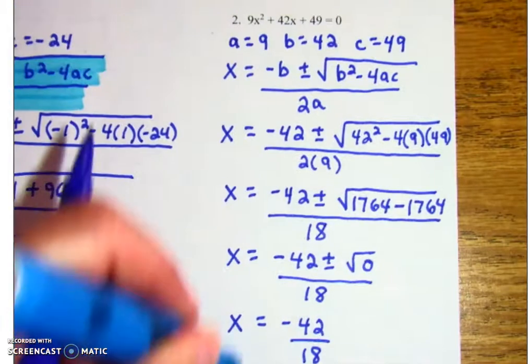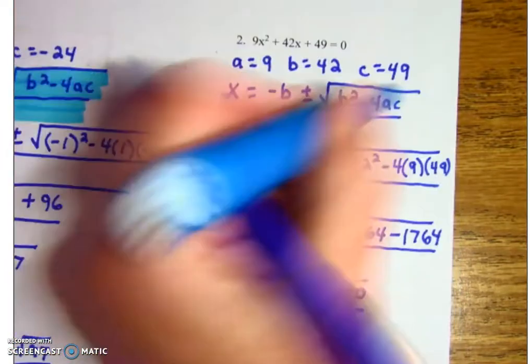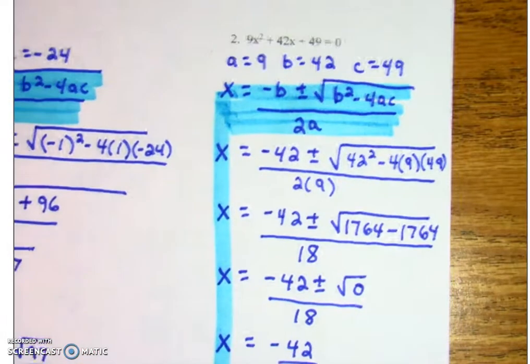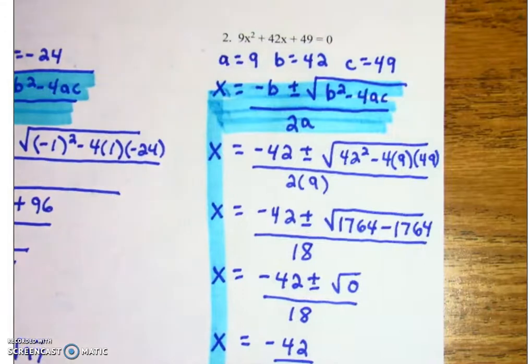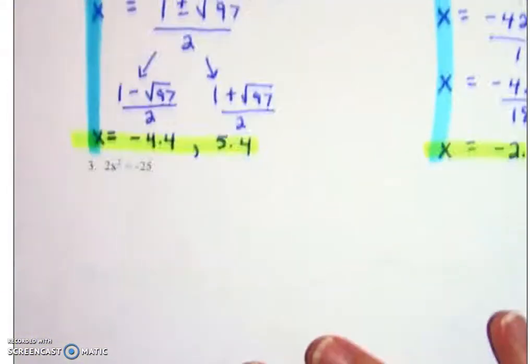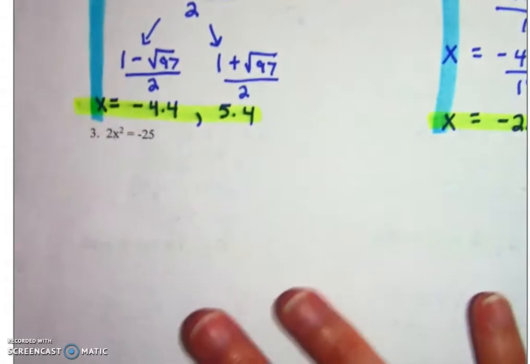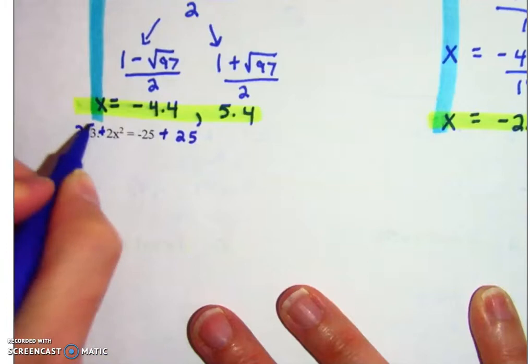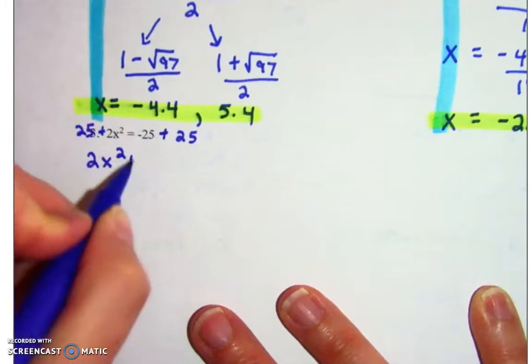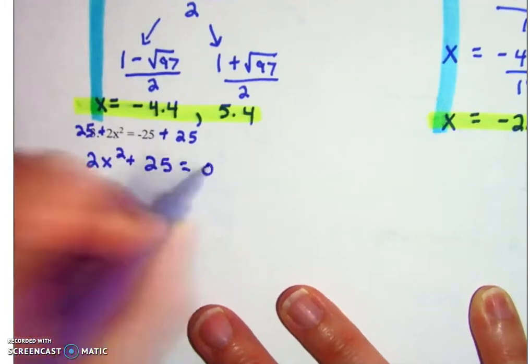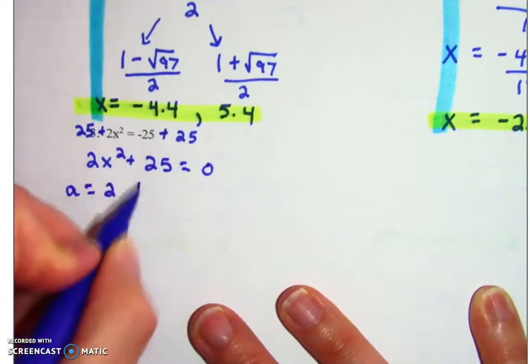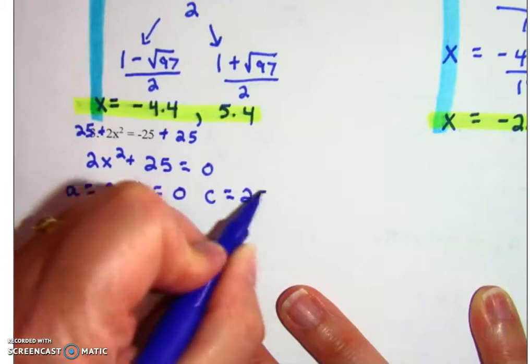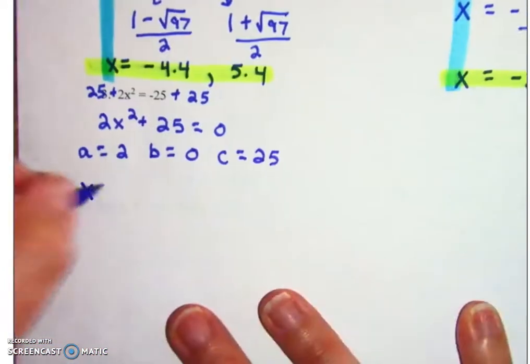And again, I am very strict on making sure you write the formula down each time and you label. All right, that's another scenario. Let's look at one more. Remember, you're using the quadratic formula to solve, so make sure you get one side equal to 0. All right, A is 2. What's B? 0. C is 25. Okay, write the formula down.